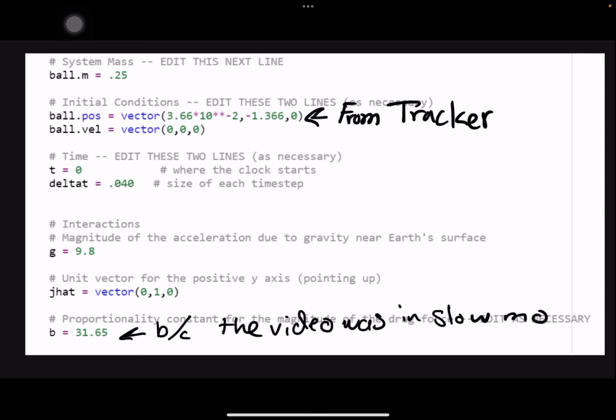So here are some initial conditions. I have the mass of the ball, and I have the ball's position, and we got this position from our Tracker. As you look down, we have our gravity near the Earth's surface, and we have our proportionality constant for our drag. The only reason why this is so big is because in the original video, it was in slow motion, so we have to sort of blow up the proportionality constant so that it can be accurate to our actual model.